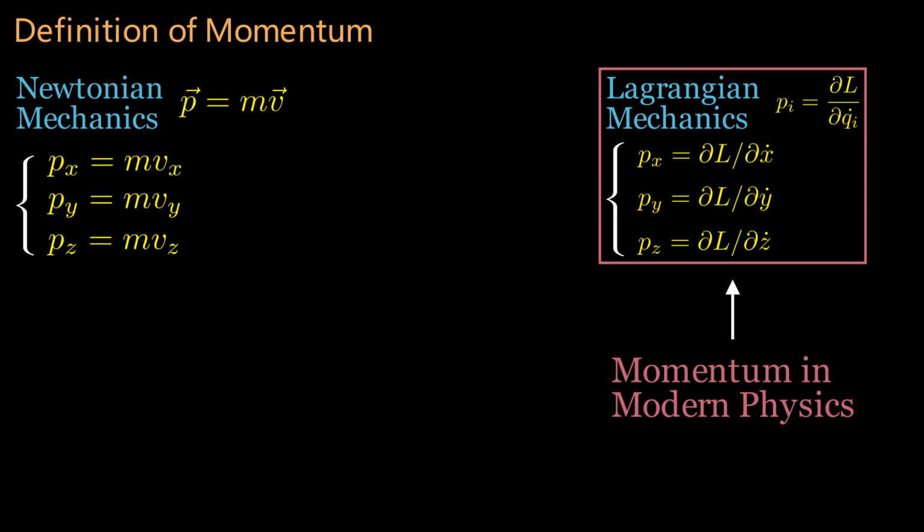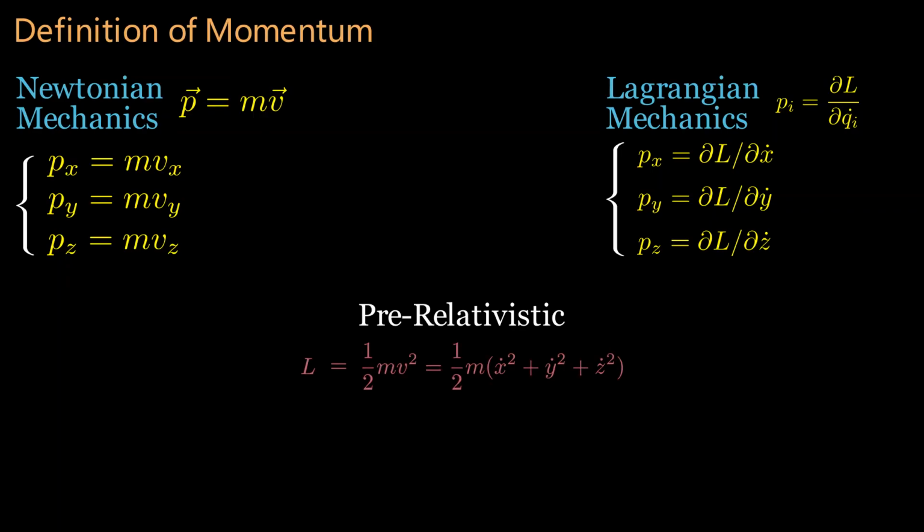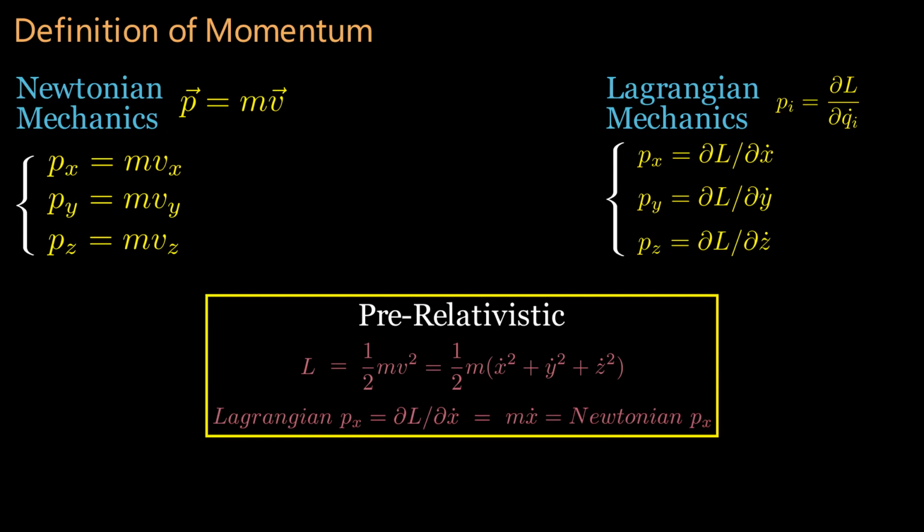In relativity, the definition of momentum also follows that of Lagrangian mechanics. In physics prior to relativity, the momentum of a free particle in Lagrangian mechanics aligns with that in Newtonian mechanics. The Lagrangian of a free particle is equal to its kinetic energy, which is half the mass times the square of the velocity. From this, we can derive that the momentum defined in Lagrangian mechanics is the same as the mass times velocity in Newtonian mechanics.